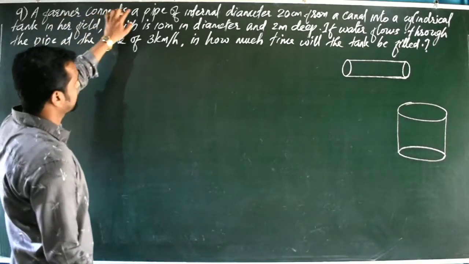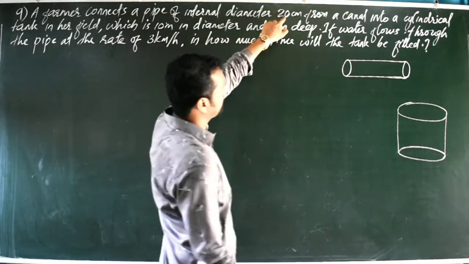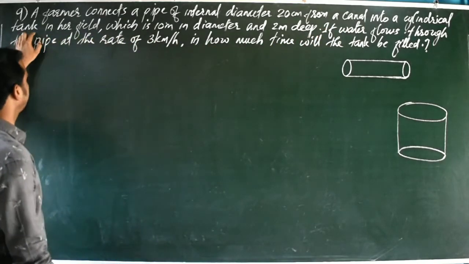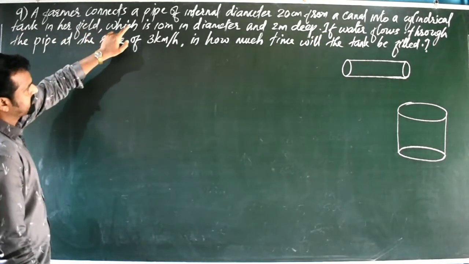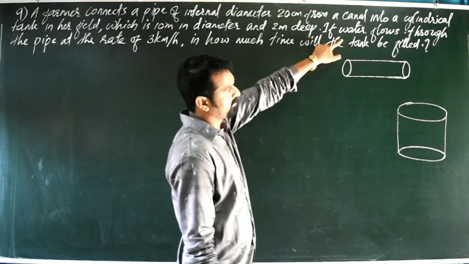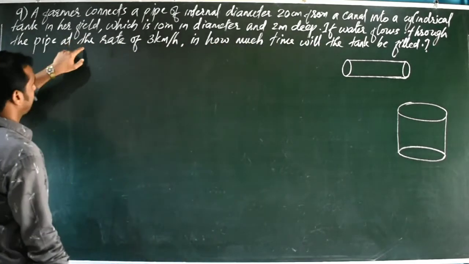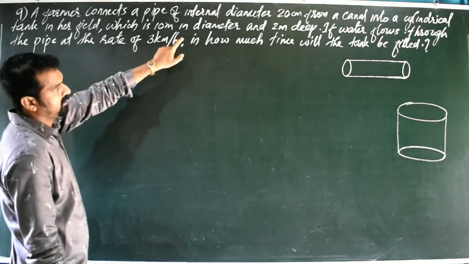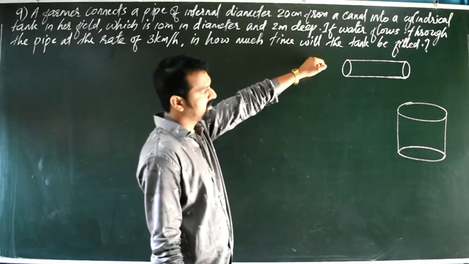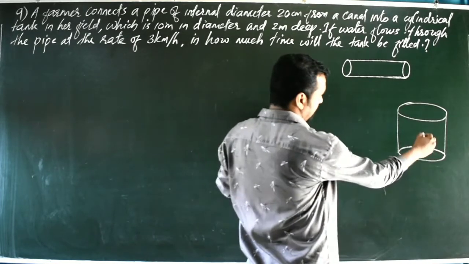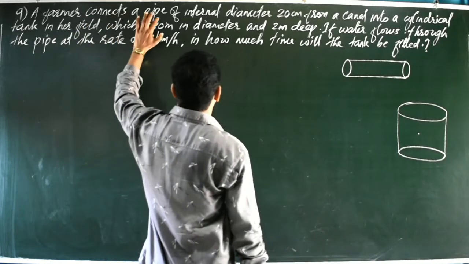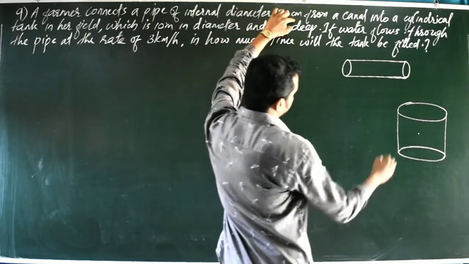A farmer connects a pipe of internal diameter 20 centimeter from a canal into a cylindrical tank in her field, which is 10 meter in diameter and 2 meter deep. If water flows through the pipe at the rate of 3 km per hour, in how much time will the tank be filled? That is the question.